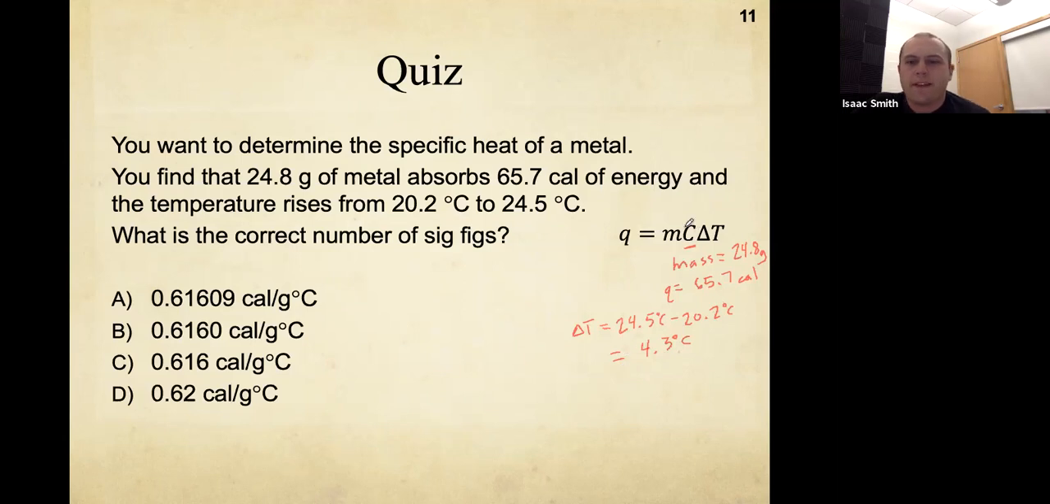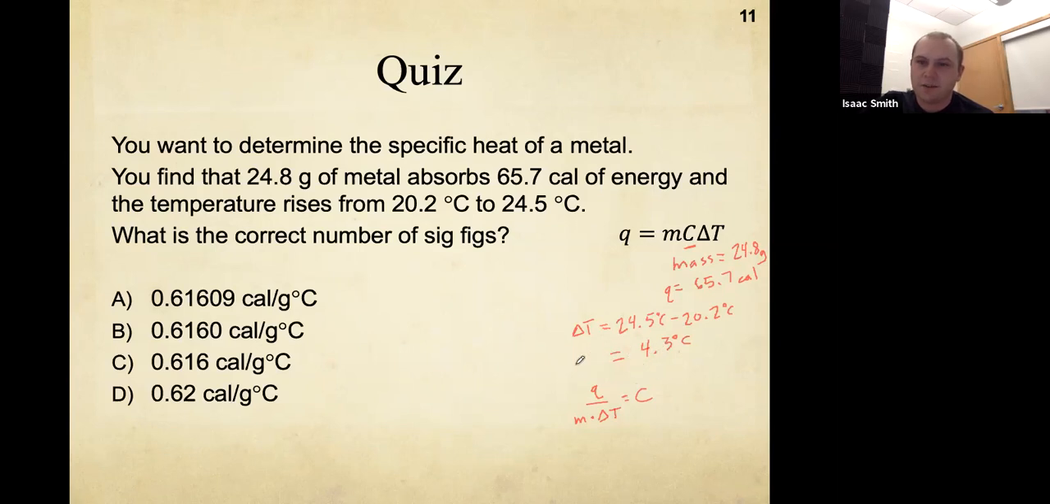Okay, and then the question just says, what is the correct number of sig figs, right? But we now have the mass, we have Q, and we have delta T, so we can go ahead and solve this equation. Okay, if we do the algebra beforehand and just make up an equation for C, right, Q over M times delta T is going to equal C. So Q has 3 sig figs, the mass has 3 sig figs, and delta T has 2 sig figs.